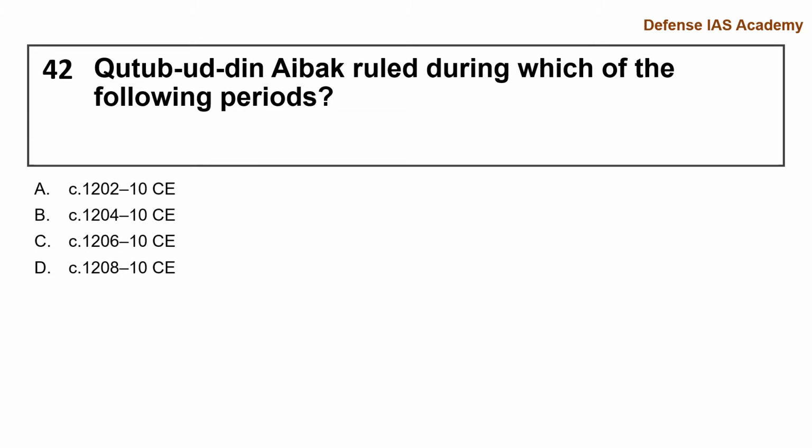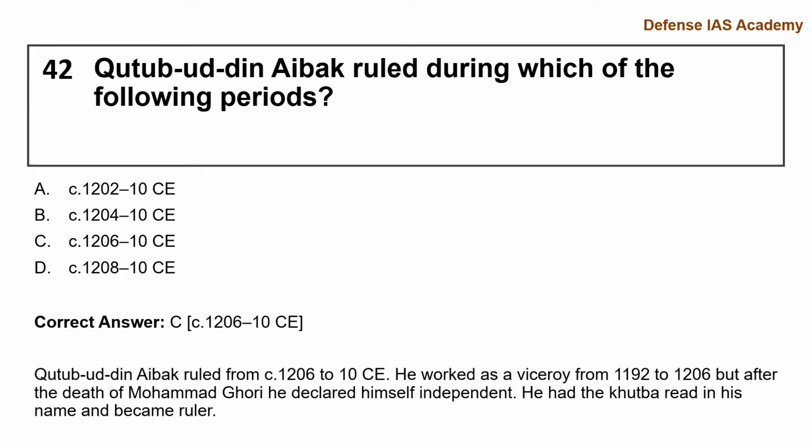Question 42. Qutb-ud-Din Aibak ruled during which of the following periods? The correct answer is option C, from 1206 to 1210 CE. Qutb-ud-Din Aibak ruled from 1206 to 1210 CE. He worked as a viceroy from 1192 to 1206, but after the death of Muhammad Ghori, he declared himself independent. He had the Khutba read in his name and became ruler.